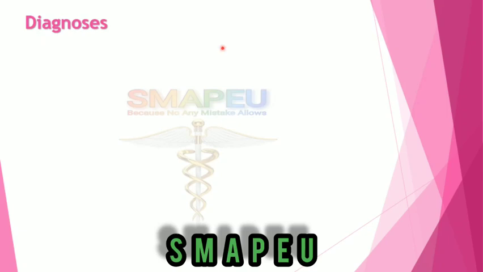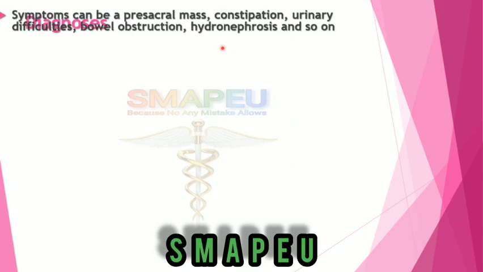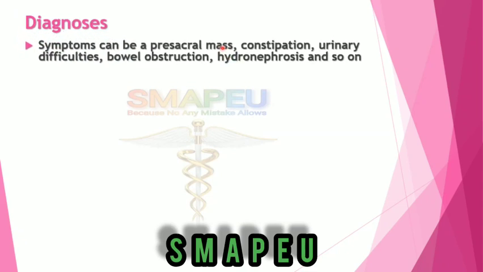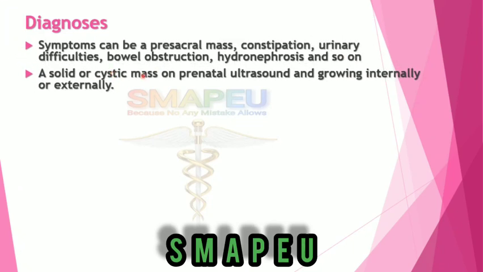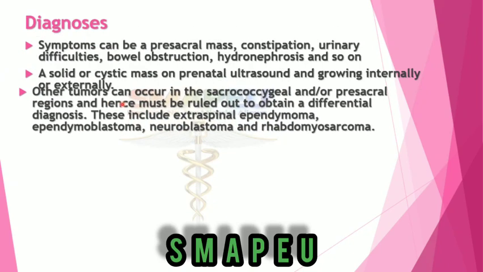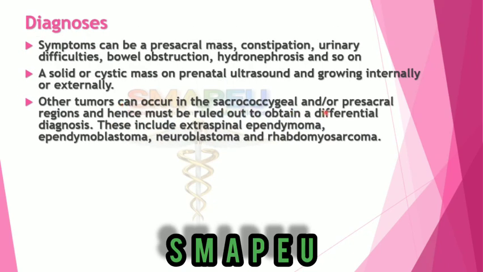Now let's discuss diagnosis of sacrococcygeal teratoma. Symptoms can be presacral mass, constipation, urinary difficulties, bowel obstruction, hydronephrosis, and so on. A solid or cystic mass on presacral ultrasound growing internally or externally. Other tumors can occur in the sacrococcygeal and/or presacral regions and hence must be ruled out to obtain a differential diagnosis. This includes extraspinal ependymoblastoma, neuroblastoma, and rhabdomyosarcoma.